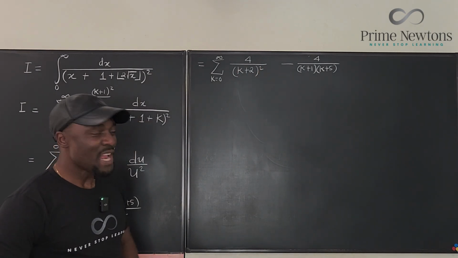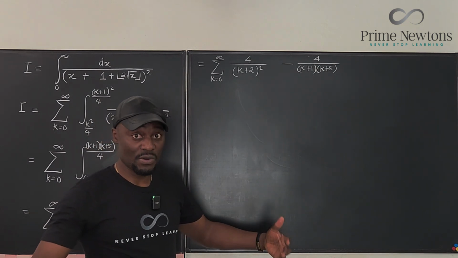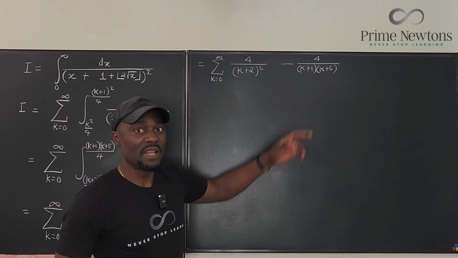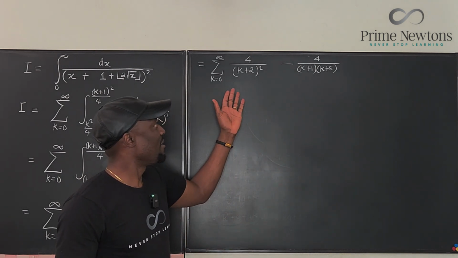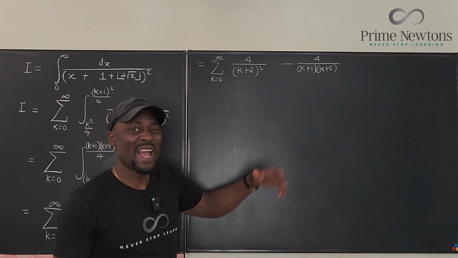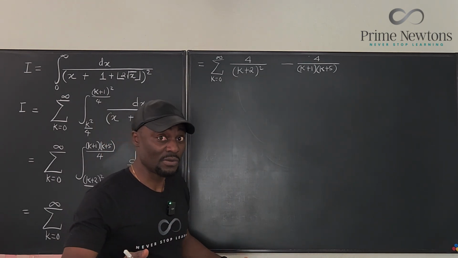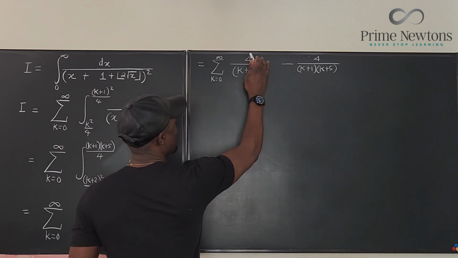Okay, now what do I know? I know that these two sums will converge because they are squares and they're not harmonic series. These are squares, so they will converge. So I confidently could split it in two, so that this is different from this. I want to treat this differently.